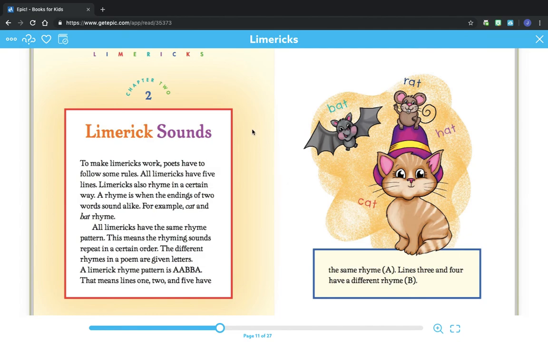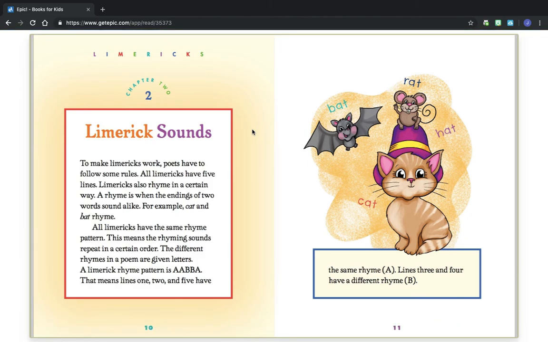So let's look at the sound of a limerick, okay? To make limericks work, poets have to follow some rules. All limericks have 5 lines. Limericks also rhyme in a certain way. A rhyme is when the endings of 2 words sound alike. For example, cat and bat rhyme. You guys are experts at this, right?